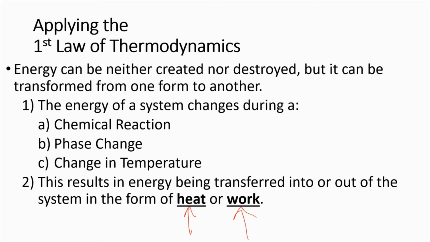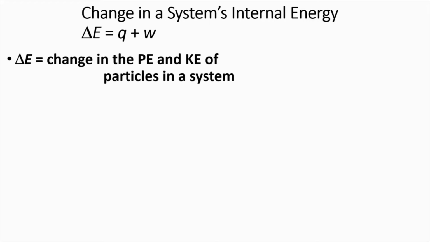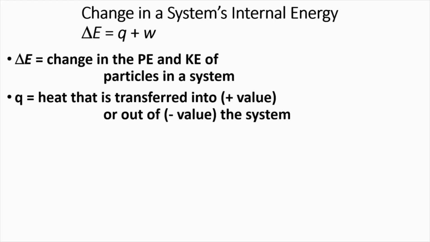or through work. So delta E is our change in both the potential and kinetic energy of particles. All right, remember, potential energy is their spacing, kinetic energy is their movement. So two different types of energy. Our Q is the heat transferred into or out of the system, and we've looked at Q before. If Q is going into the system, we make it a positive value, and if it's going out of the system, then we make it a negative. So if the reaction absorbs heat, it's positive. If it releases heat, it's negative.